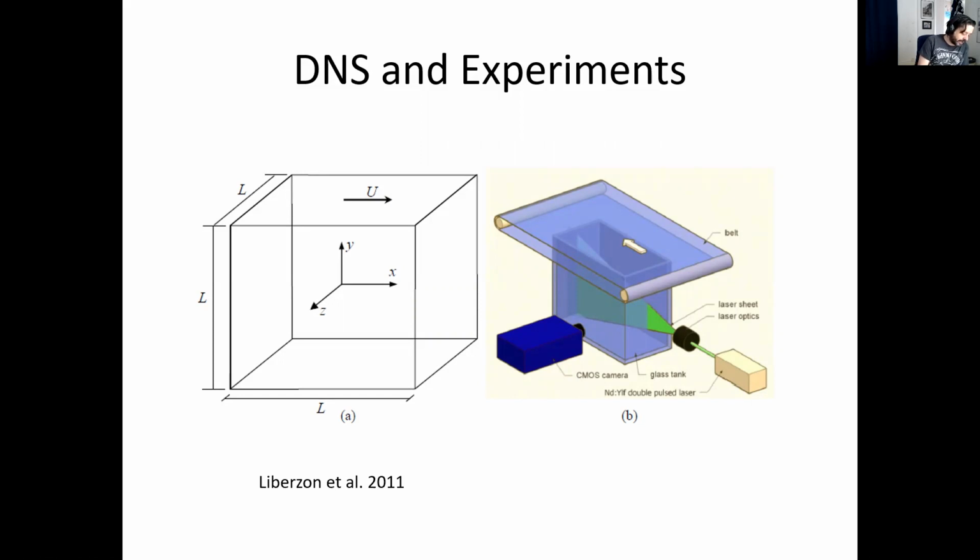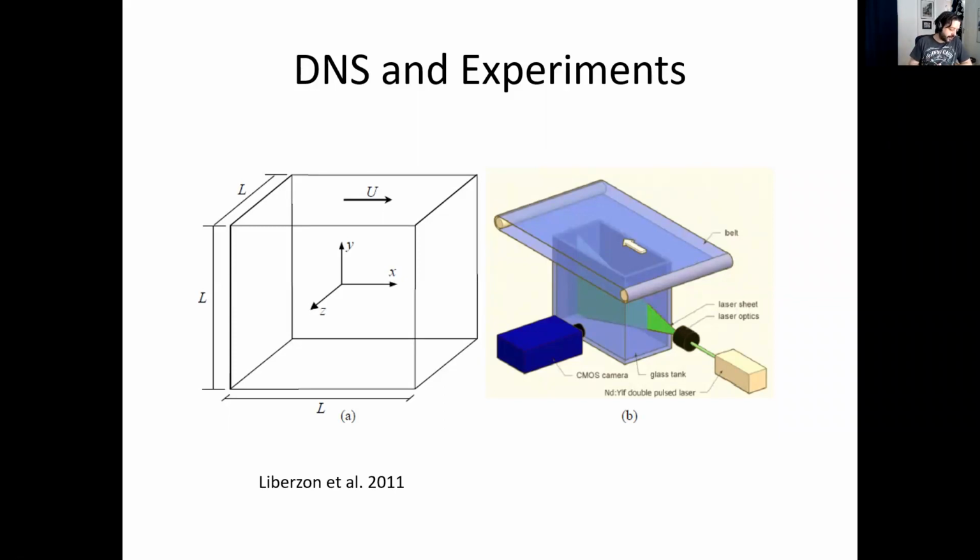Sub panel B shows you the experimental setup, which is slightly more complicated because you need to somehow drive the flow with this belt on top. You can see how this is done in the construction. You essentially just have two wheels, and then you have a belt between them, which then forces the flow.